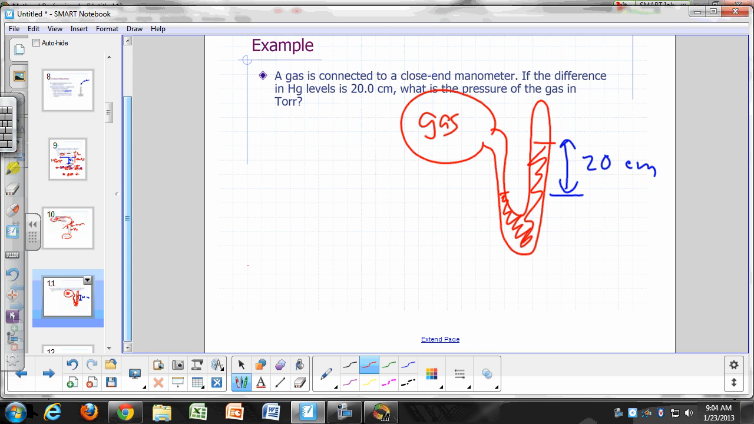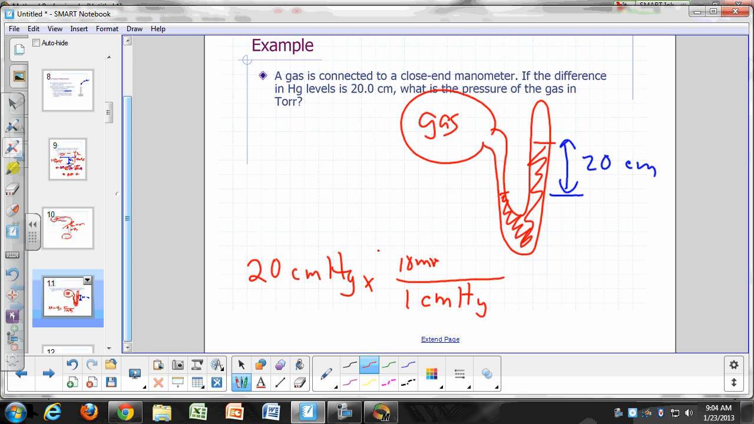It's just 20 centimeters of mercury times, how are centimeter and millimeter related? 1 centimeter of mercury is 10 millimeters of mercury.